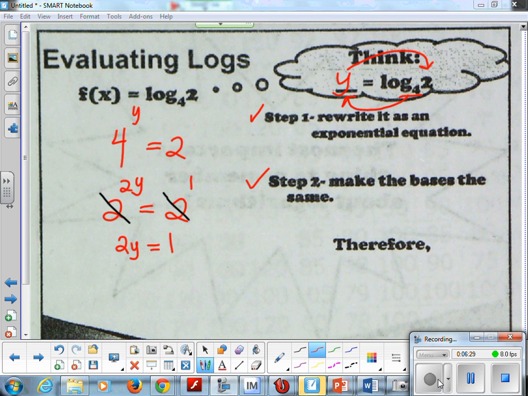Have we solved for y? Nope. You're going to divide both sides by 2. Perfect. So your final answer is y is equal to 1/2 or 0.5.